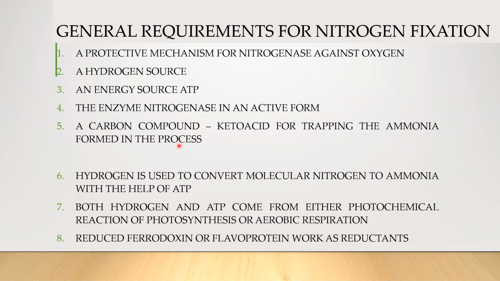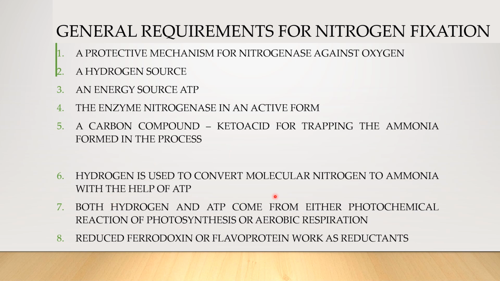Next, you also need a carbon compound like a keto acid, that is alpha ketoglutaric acid, which can take up ammonia. For example, alpha ketoglutaric acid can take up ammonia and get converted into glutamic acid, and this glutamic acid can take up ammonia to form glutamine. So like that you should have some carbon compound which can take up the ammonia.